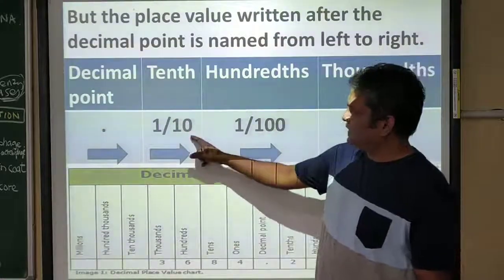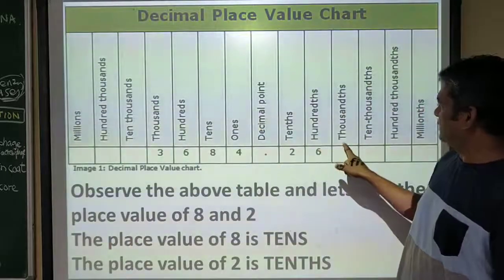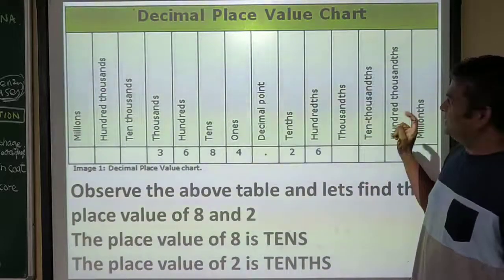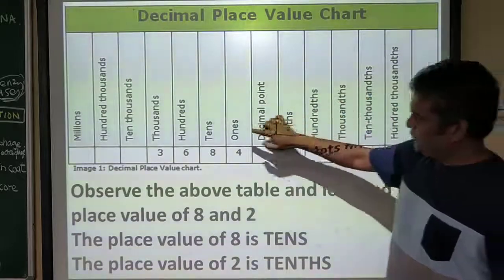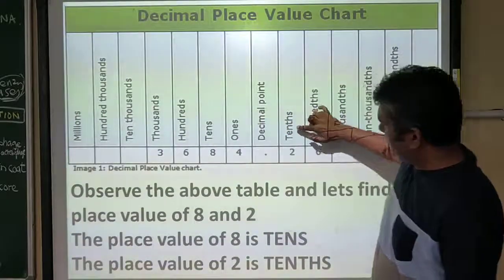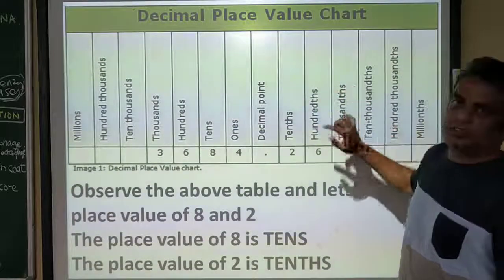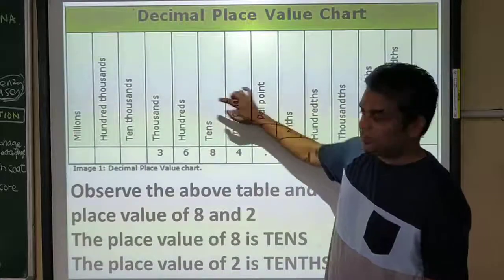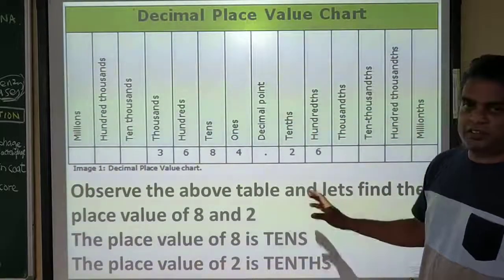So you have tenths, hundredths, thousandths, ten-thousandths, hundred-thousandths, millionths. So you will find TH written, the difference. Here you will see tens and then tenths, then you have hundredths. So that TH you will find. Hundreds is written HUNDREDS, and here you will find HUNDREDTHS. So that is the difference.